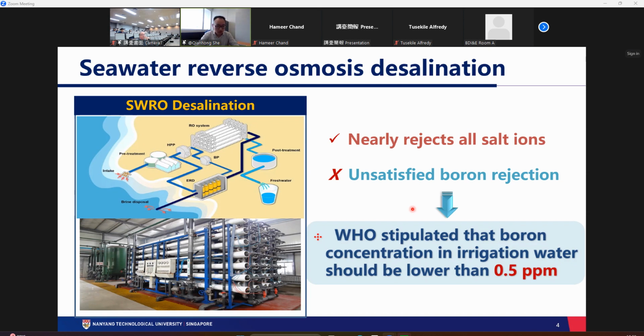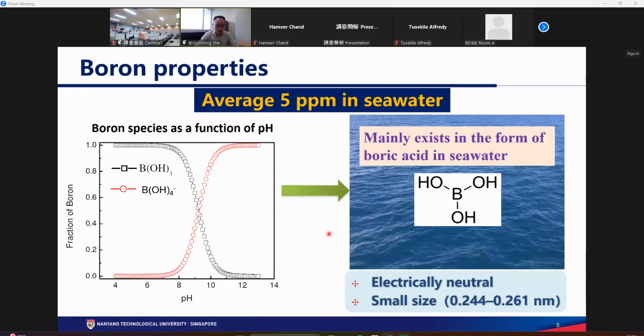If they want to design a new plant, the product water after desalination should also reach this level, below 0.5 ppm. In the seawater, the average boron concentration is about 5 ppm. If you want to achieve a boron concentration below 0.5 ppm, you have to reach a rejection above 90% for your membrane. However, this is very difficult. What are the reasons? This is a question.